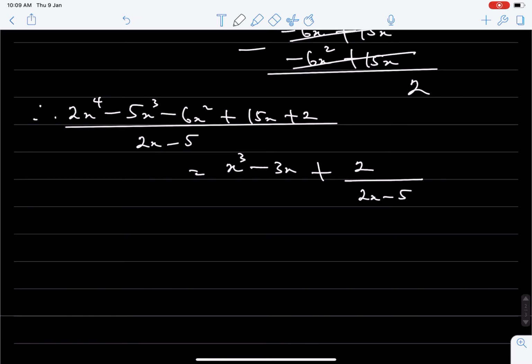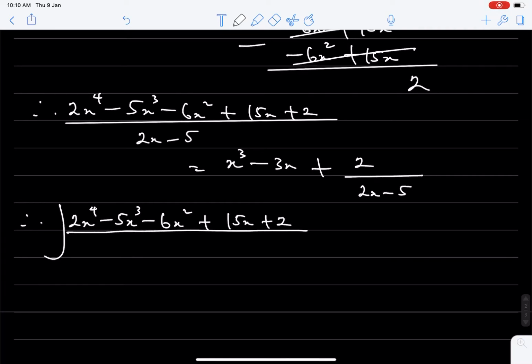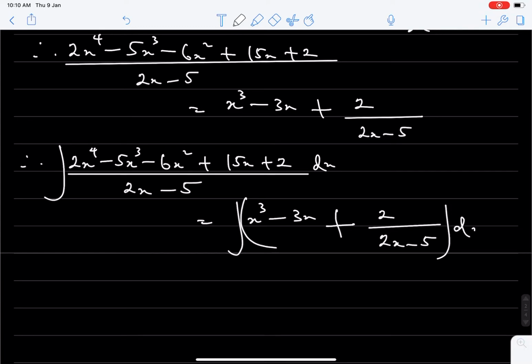So then this is what, okay. Then that means the integral of 2x raised to the power 4 minus 5x cubed minus 6x squared plus 15x plus 2 divided by 2x minus 5 with respect to x is the same as the integral of x cubed minus 3x plus 2 over 2x minus 5, all with respect to x.